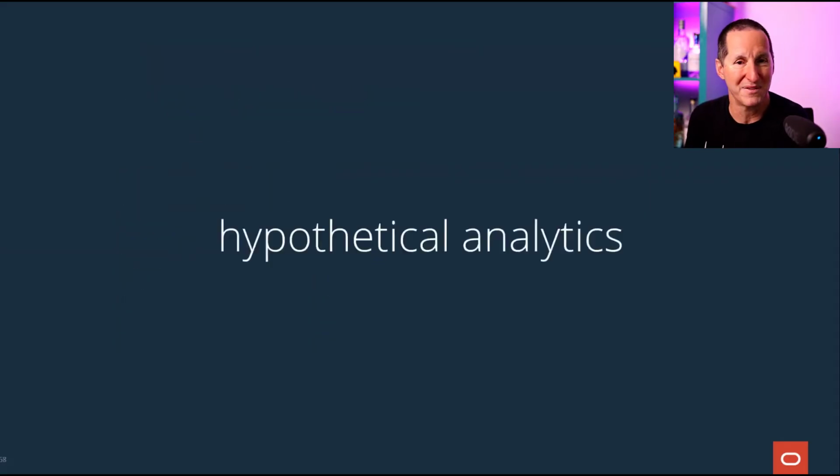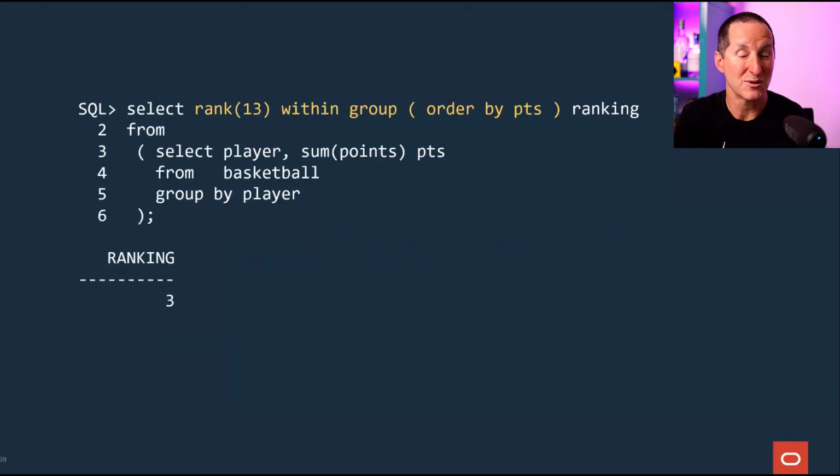It's called hypothetical analytics. Hypothetical analytics lets you present data and compare it against the existing data in your table. It looks like this. This new boy scores 13 points. I want to know where he would rank within the grouping by player, if I was to order them by points. So in this case, what I'm saying is he would rank 3. Because I did order by points by default, it's ascending.